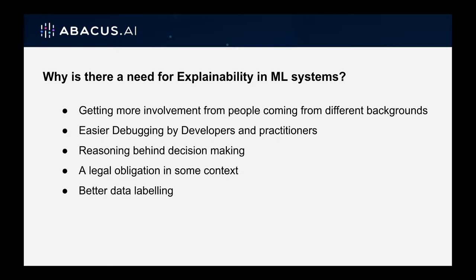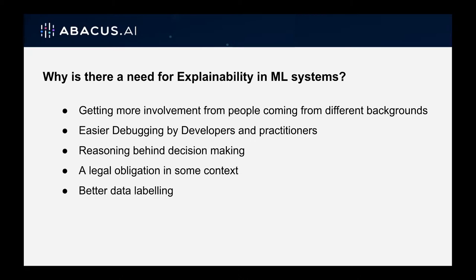Third is the reasoning behind decision-making, as I just mentioned. When you get an output, a lot of times it becomes very important to have a clear line of reasoning behind that final decision or prediction. I'll give you a very good example in the coming slide, concerned with a bank loan, where a guy is trying to take a loan, and how the explainability of the model matters in the sanctioning of the loan. That also becomes a legal obligation in that context. You cannot just say, hey, I cannot give you a loan just because some black box model magically predicted that. And the final one is data labeling.